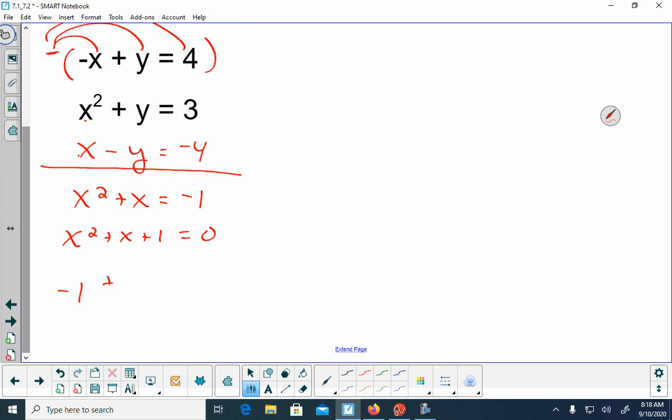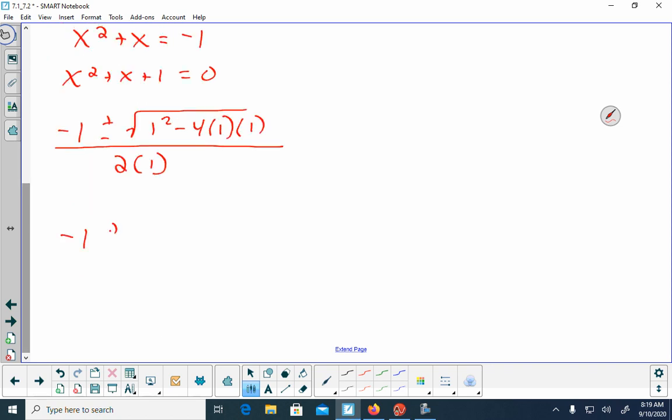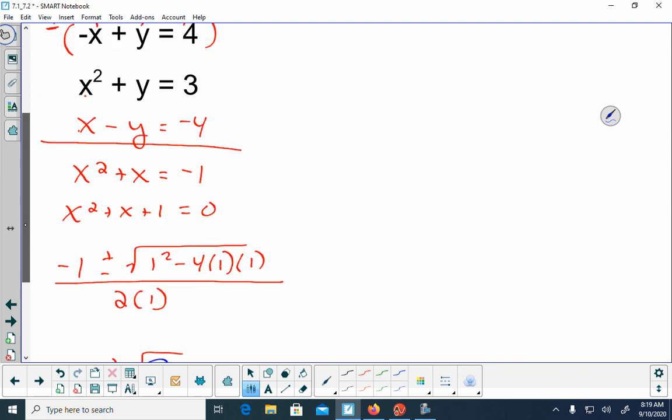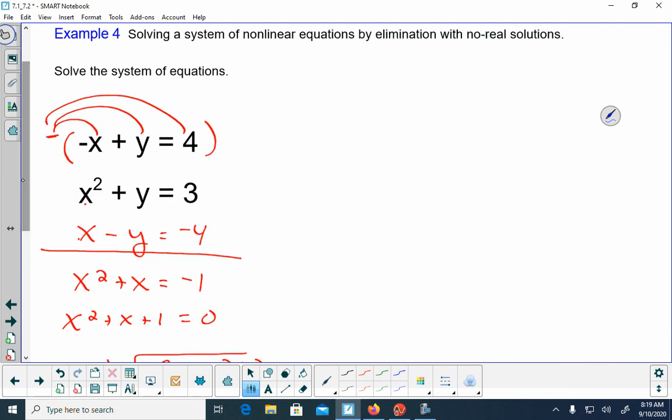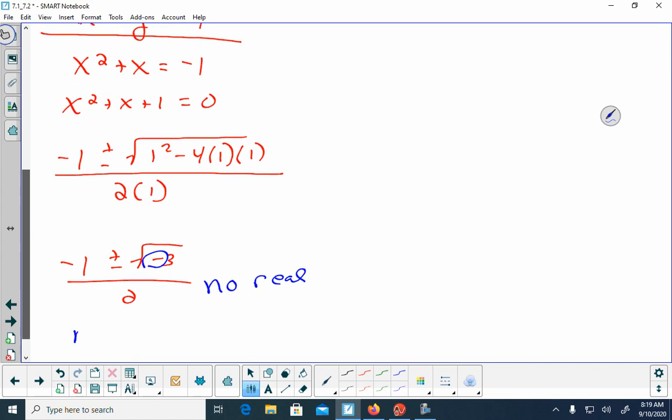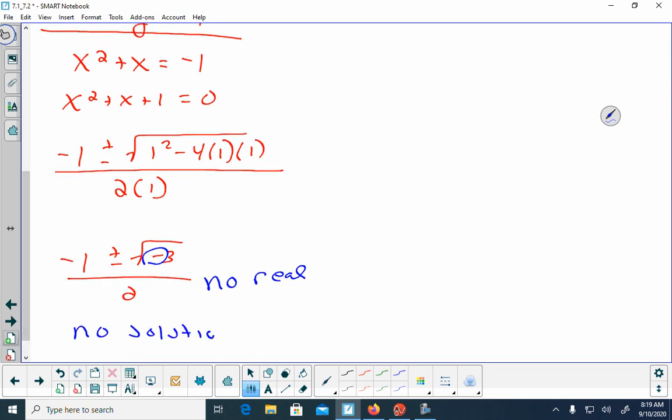Opposite of b plus or minus the square root of b squared minus 4ac, all over 2 times a. Remember, my a, my b, and my c in this one are all 1. So it's going to be negative 1 plus or minus the square root of negative 3, all over 2. As soon as I see this negative sign underneath the radical, that tells me that there are no real solutions. Since there are no real solutions, that means that these two graphs never intersect. So there are no solutions to that system of equations. And again, you could graph it to see what it looks like.